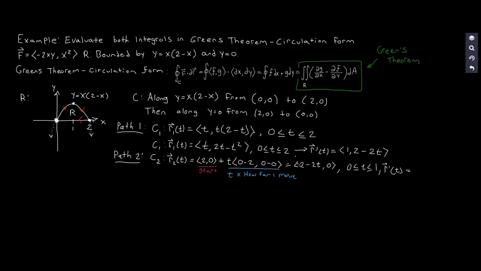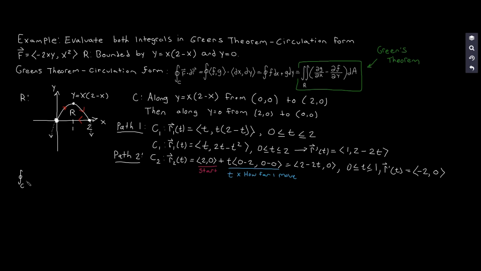What's that going to be? Derivative of... oh, that's going to be negative. So this is going to be negative 2, and 0 is just going to be 0. All right, so that's our derivative. So now let's get this set up. It's a circulation integral here.